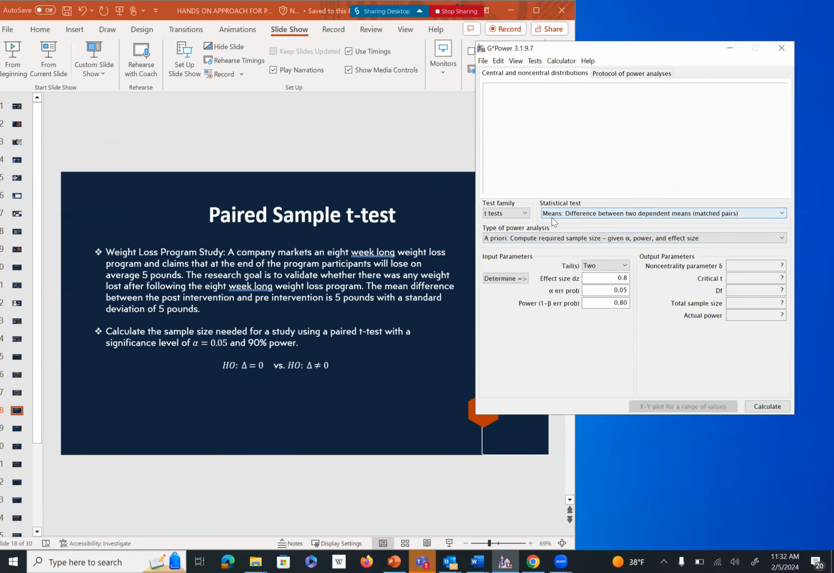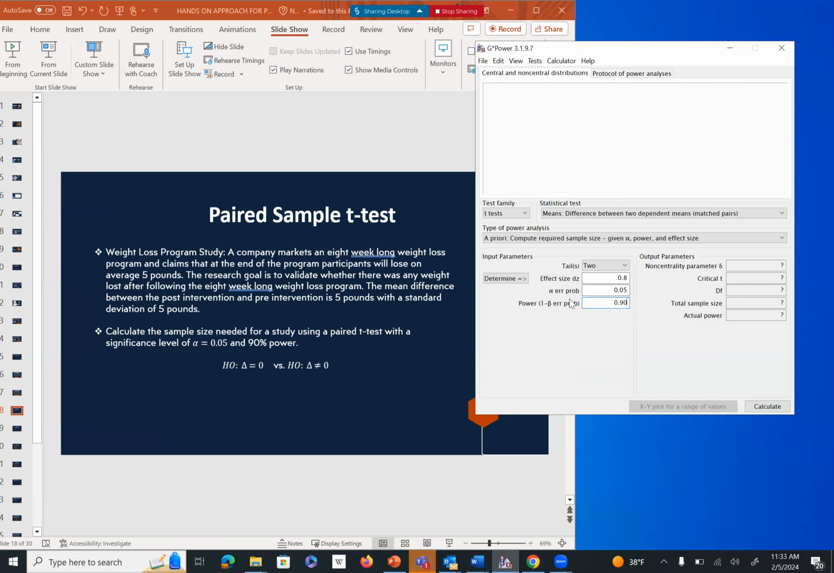When you go on the means difference between 2 dependent means, you're looking at the difference between the 2 dependent means pre and post. And for this exercise, you're calculating the sample size needed for a study using a paired t-test with a significance level of alpha 0.05 and 90% power. So here, my alpha is 0.05, my power will be 0.90.